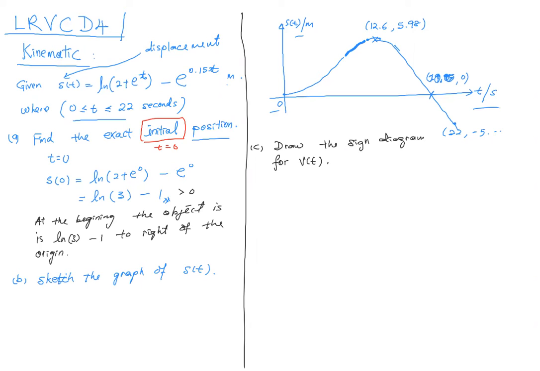So to draw the sign diagram of V(t), I must make sure it must start from 0 and end at 22. Why I choose like that? Because to me, this model fits. So then here is your 12.6. The S(t) graph is going up because V(t) is S'(t). So here is positive, here is negative.